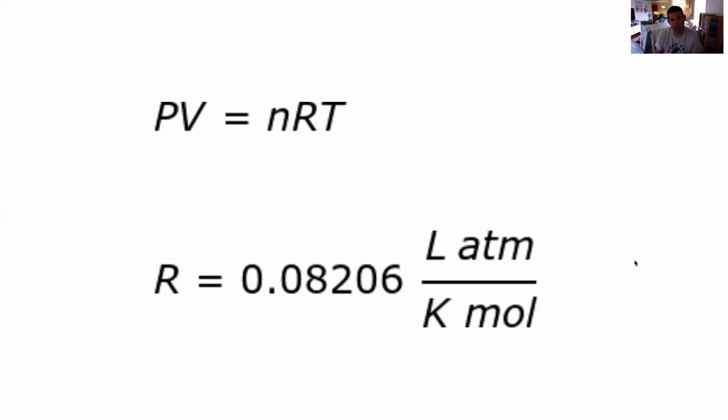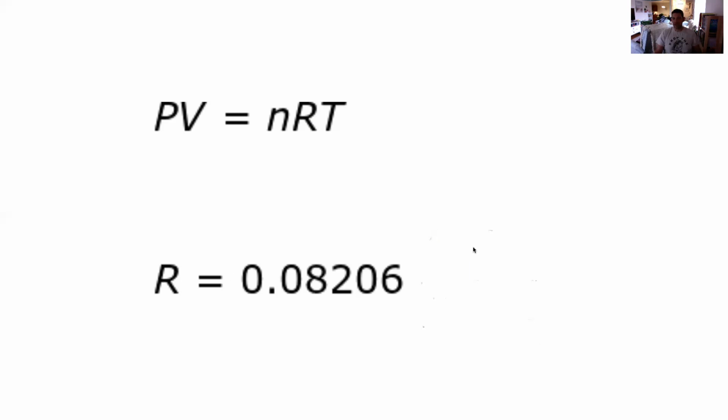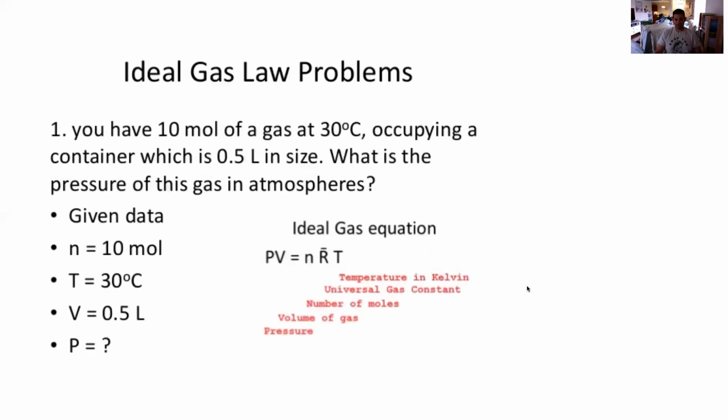Now, kids get tripped up by the units. Just promise me you'll always use atmosphere. Pressure is the big unit that changes a lot. As long as you always use atmosphere, don't even worry about the units. R is 0.08206. All right, so let's go through one practice problem.